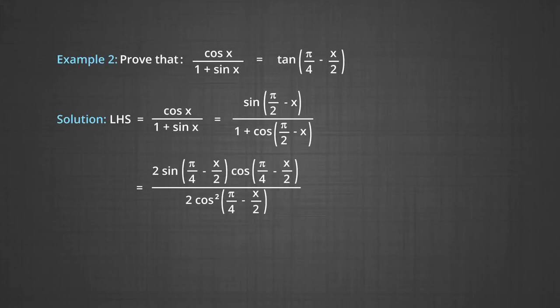In the denominator, 1 plus cos of pi by 2 minus x will be represented as 2 cos square of (pi by 4 minus x by 2). Now, cancelling the common factors 2 and cos of (pi by 4 minus x by 2) from numerator and denominator, we get tan of (pi by 4 minus x by 2), which is same as our right hand side.